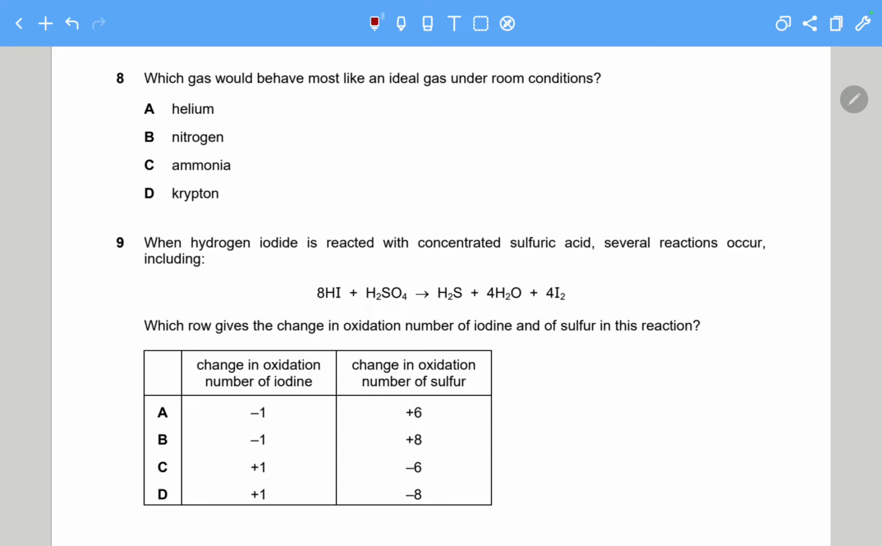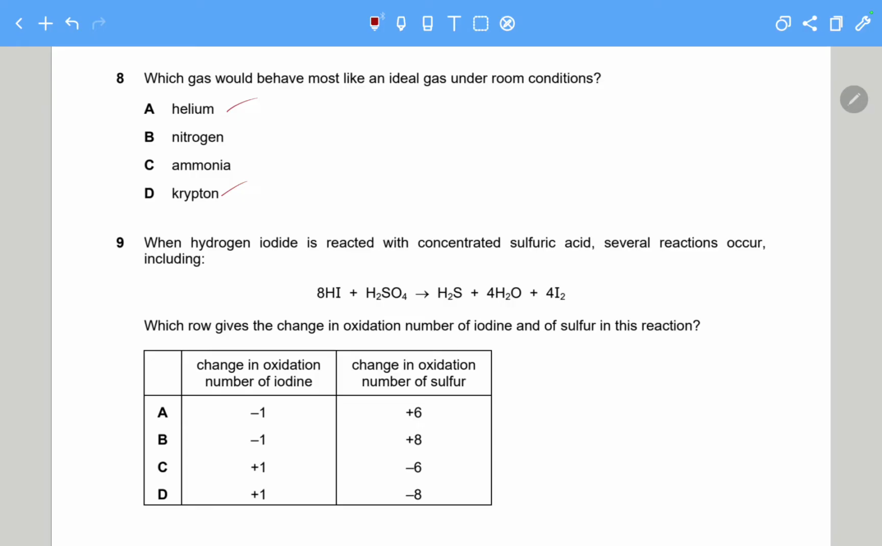Now question 8, which gas would behave most like an ideal gas under room conditions? Before we delve into the options, just remember that the noble gases come closest to ideal gas conditions under room conditions, and therefore we see two noble gases in the options, so just mark them, because obviously any other option would not be as close to an ideal gas as the noble gases.